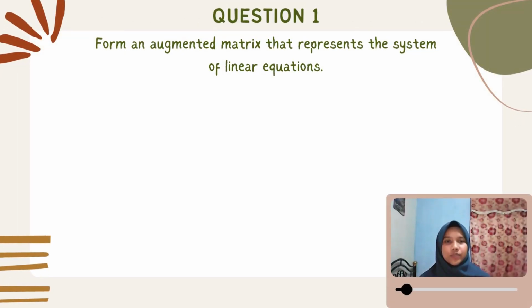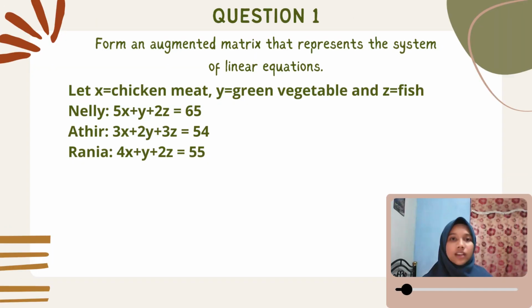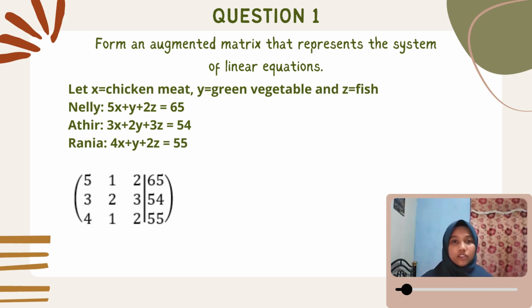First, we go to question 1. Form an augmented matrix that represents the system of linear equations. Okay, firstly, we need to take out all the information inside the question to create linear equations. After we have the linear equations, we can form an augmented matrix. So, this is how you form an augmented matrix.